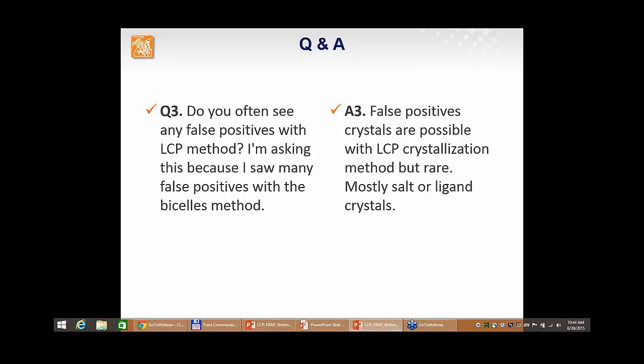Mostly what you can get are crystals of salts or ligands, and they can often be easily distinguished from proteins by using intrinsic protein fluorescence.